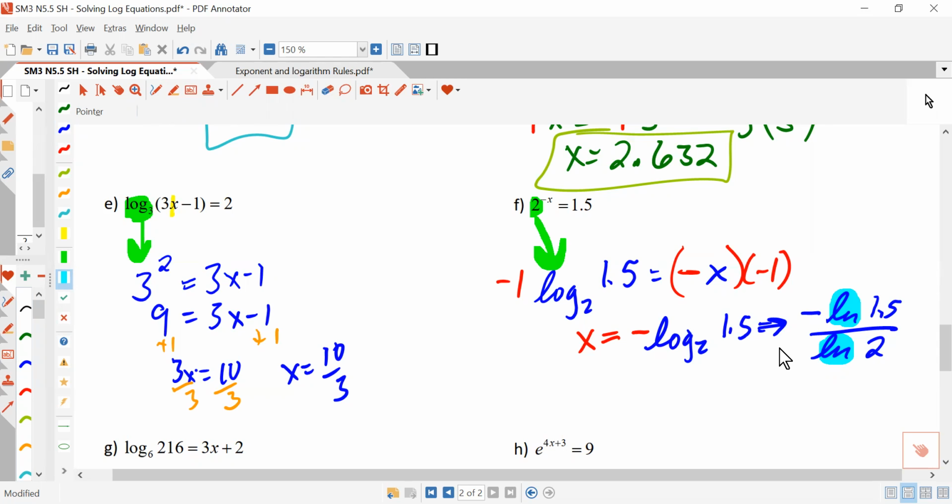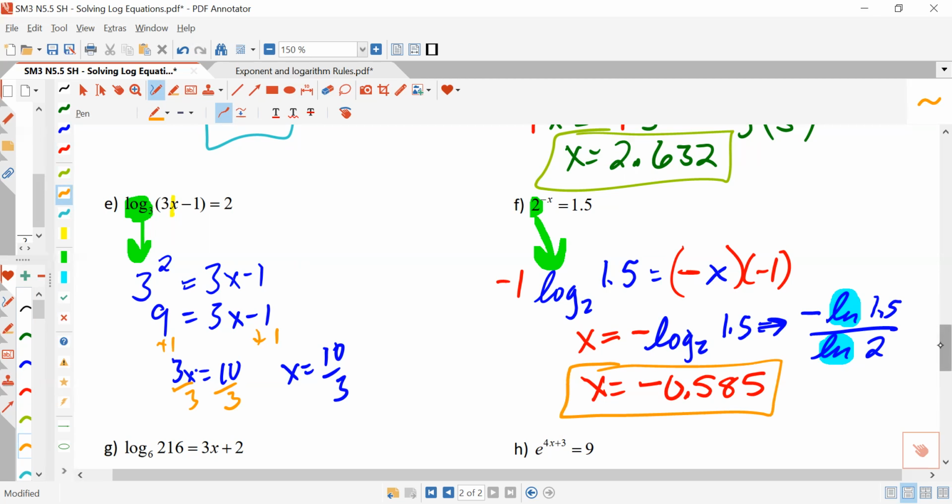Okay, sorry, I had to go get a calculator. So I just do this on my calculator, negative ln 1.5 divided by ln of 2. So x equals negative 0.585, rounded to 3 decimal places.